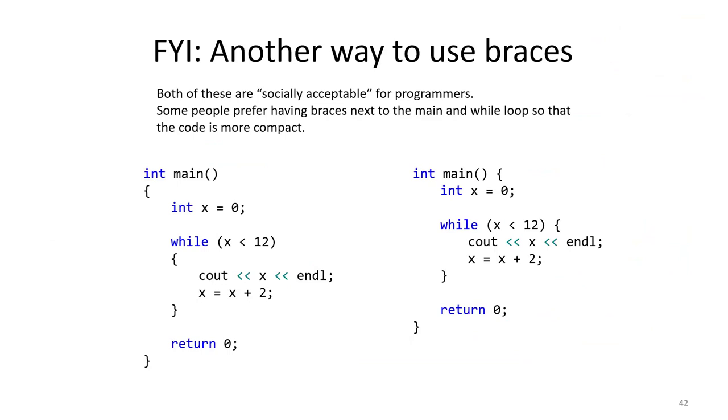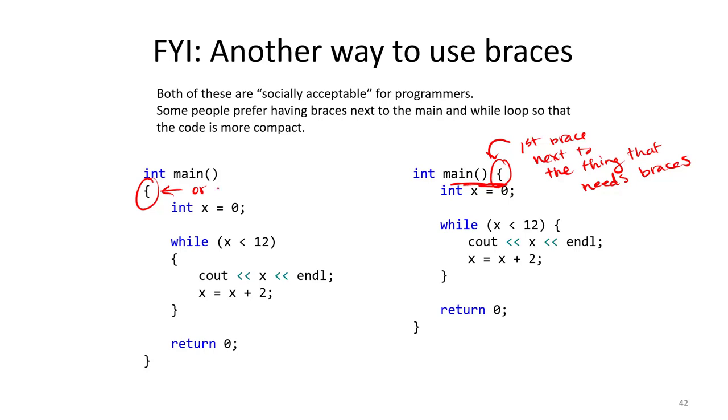Another note about braces, some programmers and CLion will put the first brace next to the thing that created it. So in this case, note we can also put our first brace right next to the main function, or we can put it on the line immediately after. So both of these practices are what I call socially acceptable.